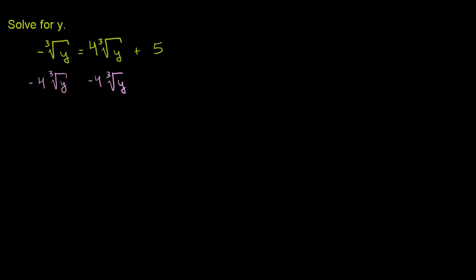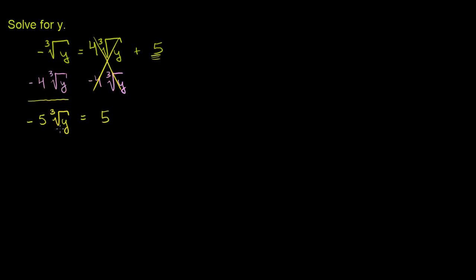And so your left-hand side, you already have negative 1 times the cube root of y. Then you're going to subtract 4 more of the cube root of y. So you're going to have negative 5 times the cube root of y. That's your left-hand side. Now the right-hand side, these two guys canceled out. That was the whole point behind subtracting this value. So that cancels out. And you're just left with a 5 there.